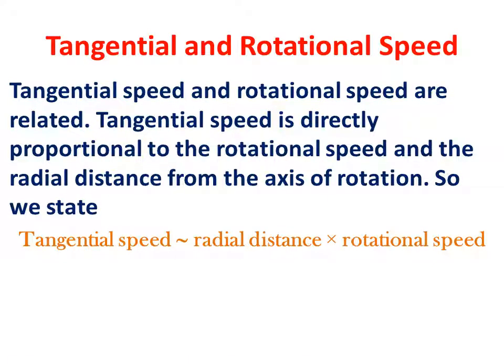Tangential and rotational speed. Now let us see what is the relationship between tangential speed and rotational speed. Tangential speed and rotational speed are related. Tangential speed is directly proportional to the rotational speed and the radial distance from the axis of rotation. So we state tangential speed is directly proportional to radial distance times rotational speed.